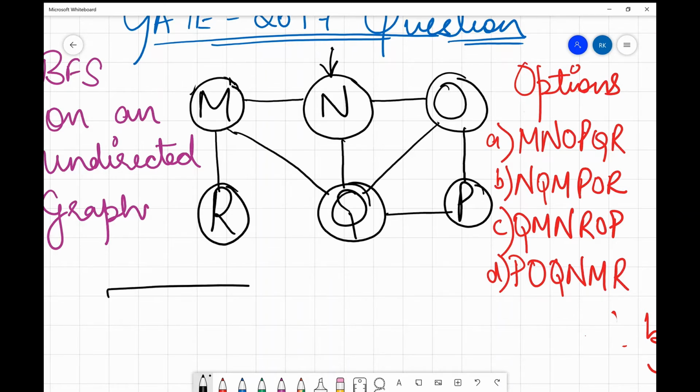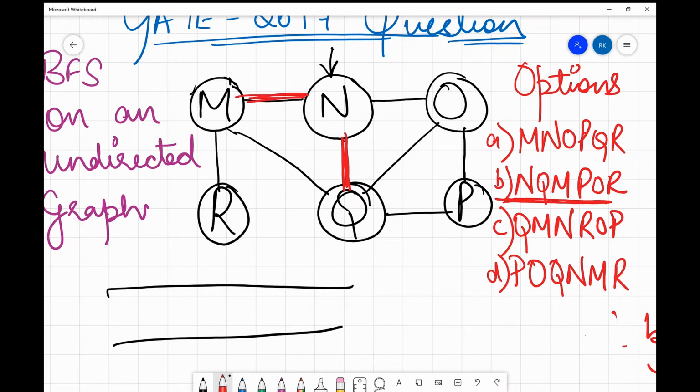Now, similarly, when I process N, I'll be inserting its neighbors into the queue. Which ones are those? We have Q over here. I just see this option and try to make it my answer. So we have Q, then we have M. Okay, fine. Then we have P. But this is again not possible because the only other child left is O.